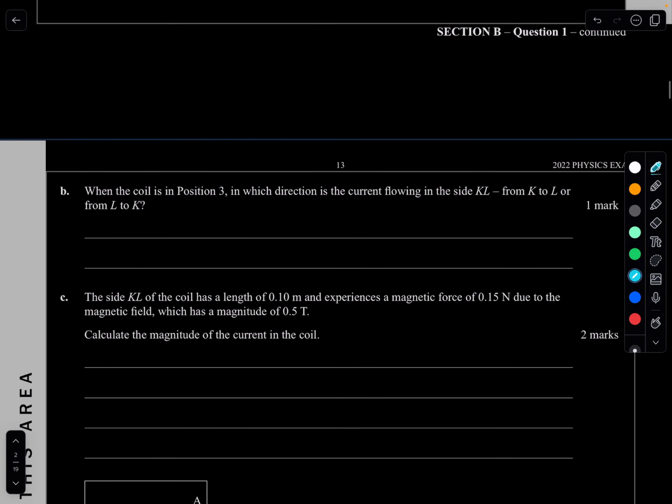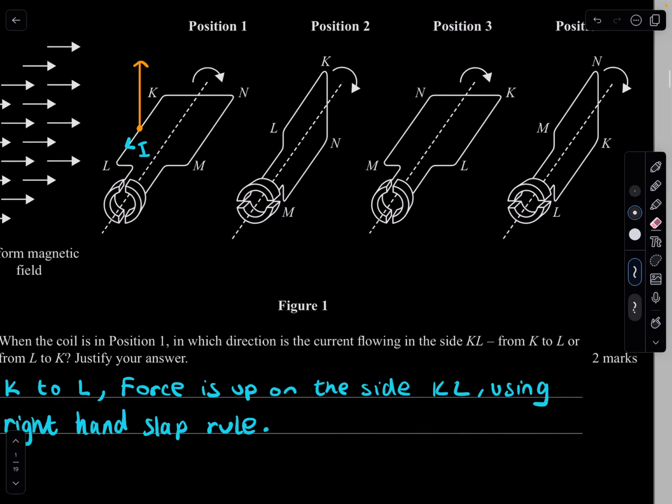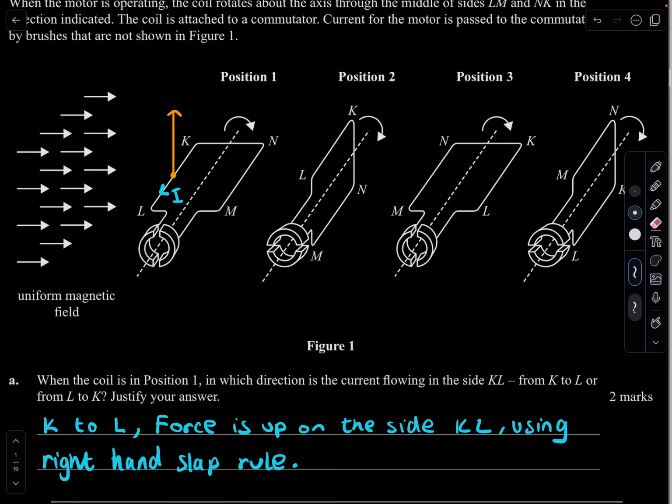Beautiful. Question B. When the coil is in position 3, in which direction is the current flowing in the side KL? Is it from K to L or from L to K? Let's have a look at this. So in position 3, the actual coil has rotated 180 degrees. And basically, remember, it's going through a commutator. And what is the definition of commutator? We know that the commutator, what it does is that every 180 degree turn, it reverses the current direction to make sure continuous rotation happens.